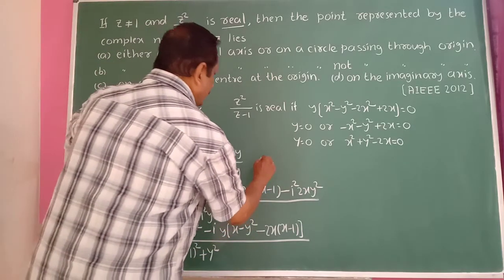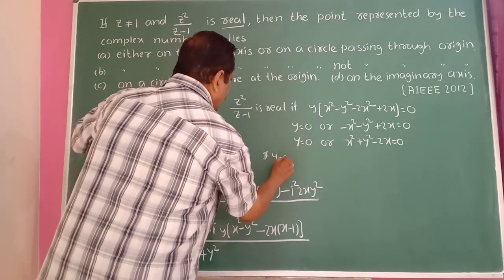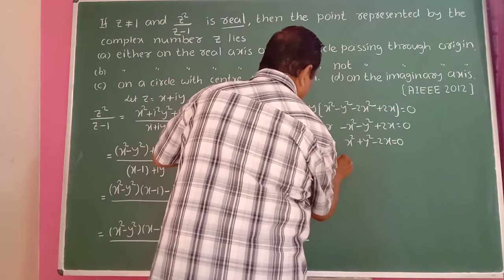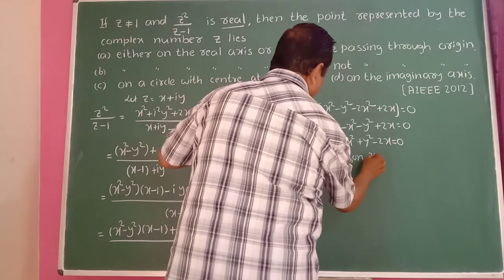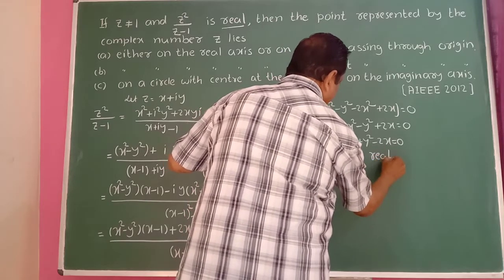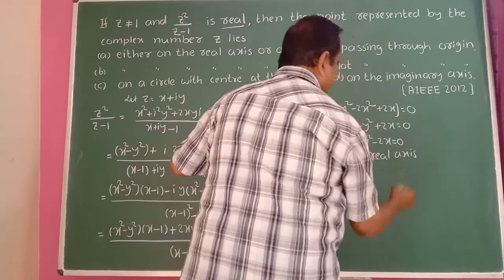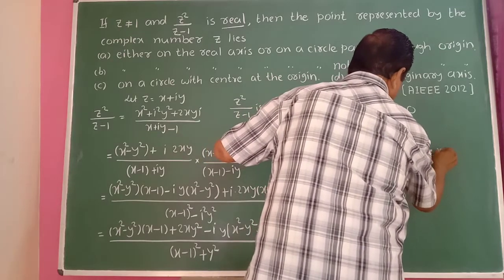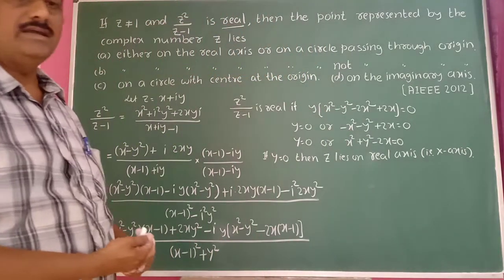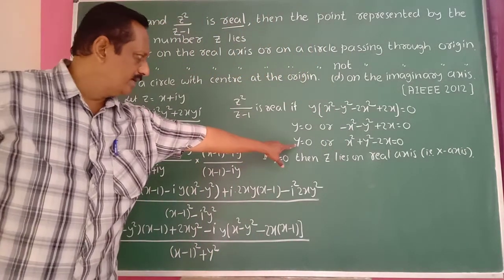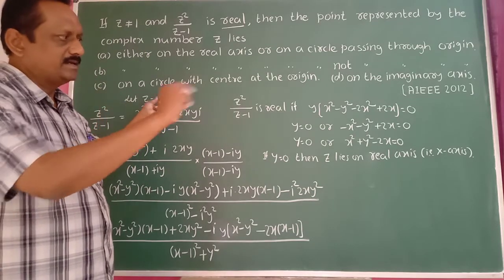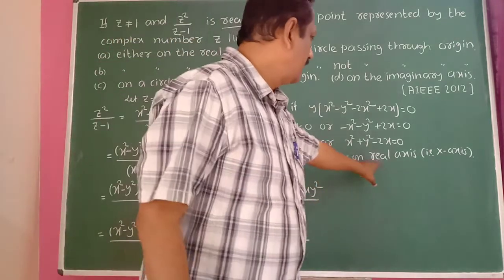Therefore if y is equal to 0, then z lies on the x axis, meaning the real axis. X axis is called the real axis, y axis is called the imaginary axis. Hence if y becomes 0, then z equal to x, and the point lies on the x axis. X axis means real axis.